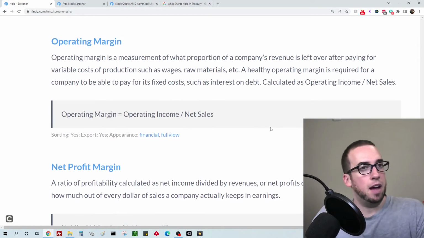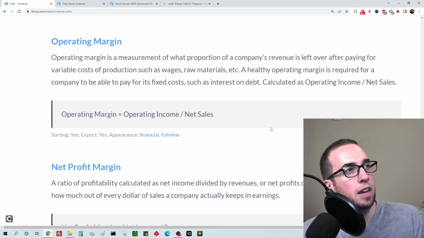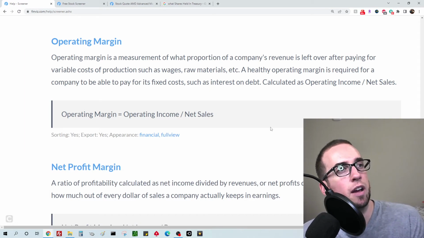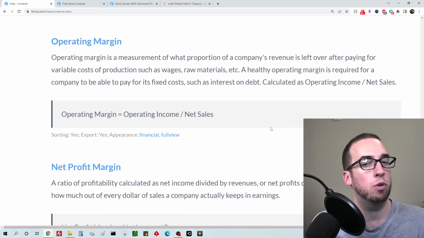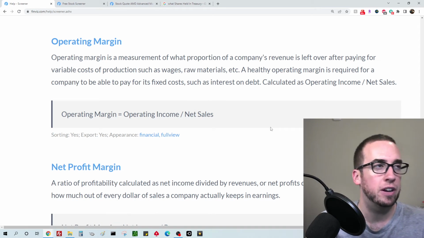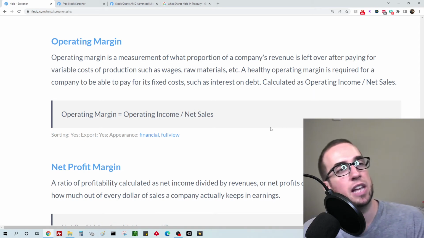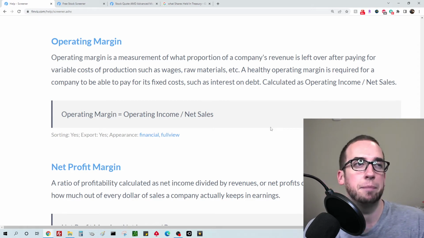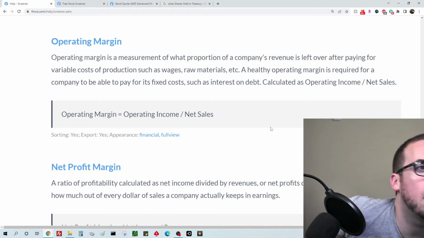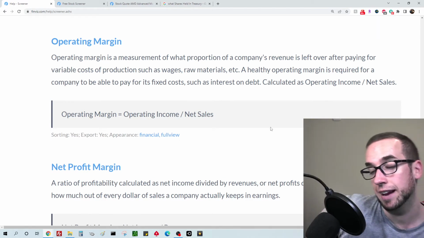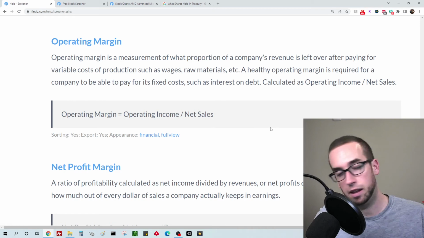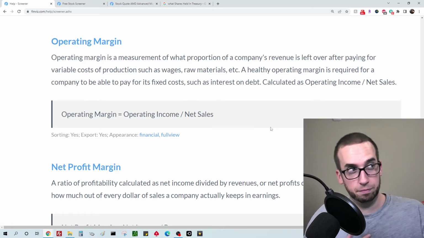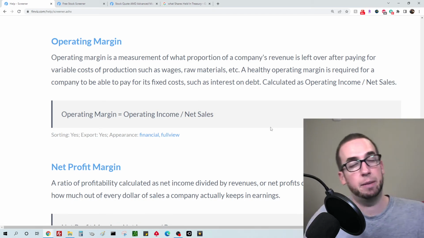Okay. Operating margin is a measurement of what proportion of a company's revenue is left over after paying for variable costs of production, such as wages, raw materials, etc. A healthy operating margin is required for a company to be able to pay its fixed costs, such as interest on debt. Calculated as operating income divided by net sales. The formula: operating income divided by net sales.